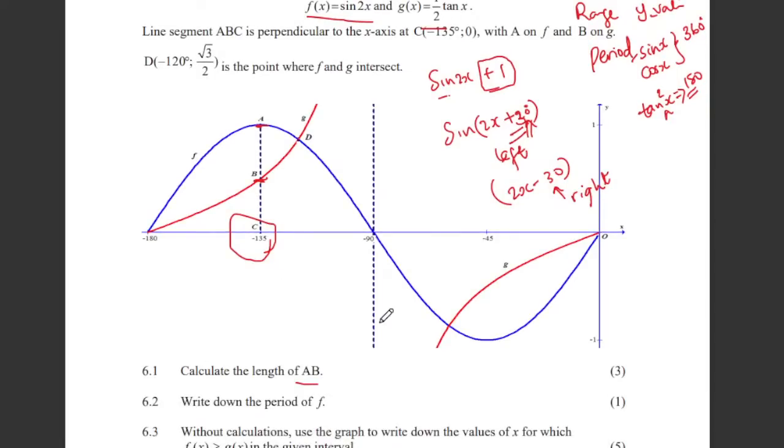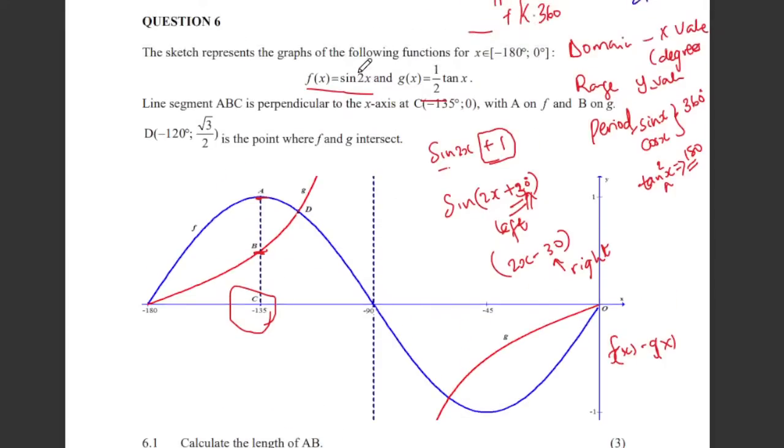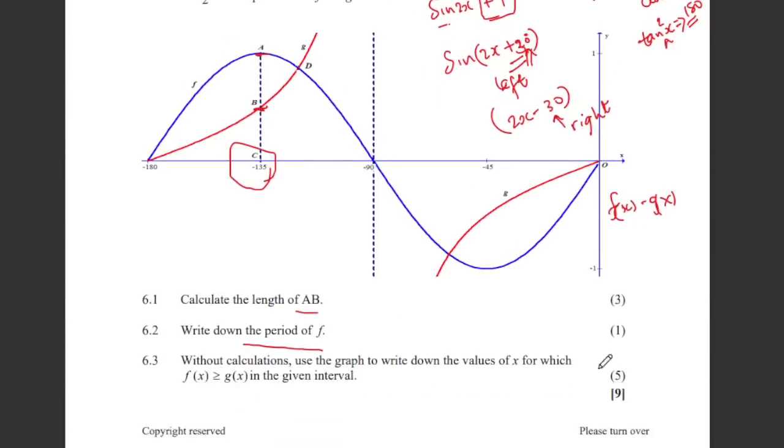So since the graph of f is on top, you can say f of x minus g of x, and then just substitute negative 135. Then they want the period of f. Remember, the period for a sine is 360, but since we have a 2, that 2 is going to reduce the period to 180. Okay, you can see that even from negative 180 up to positive 180, we have just one graph.